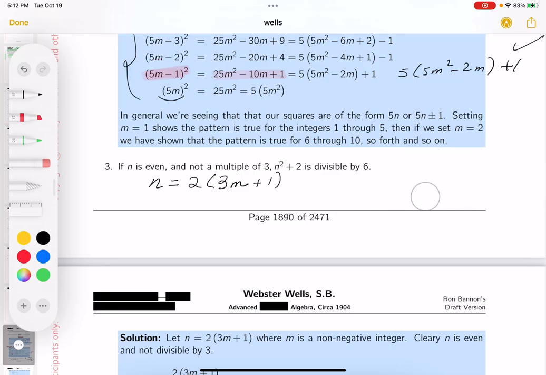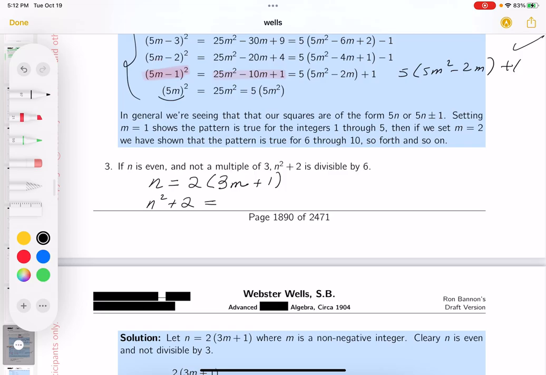Now, by the way, the fact that I know what it looks like, I don't know if I can do it. So it says n is even, not a multiple of 3. N squared plus 2 is divisible by 6. Well, I got trouble on my hands. I got to do n squared for you. Not only do I have to do n squared for you, I have to add 2 to it. Let me do that first.